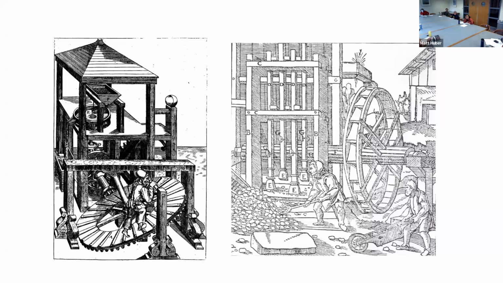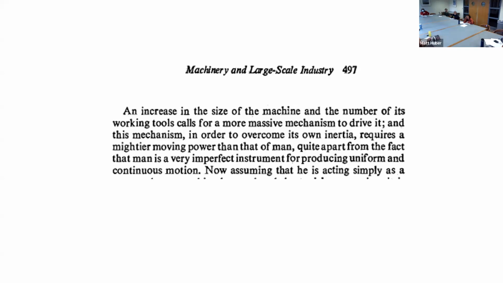But what happens is, as the increase in the size of the machine and the number of its working tools call for a more massive mechanism to drive it, and this mechanism, in order to overcome its own inertia, requires a mightier moving power than that of humans, quite apart from the fact that humans are very imperfect instruments for producing uniform and continuous motion. So essentially, the machines start to get so big and powerful that they really want a more powerful motive power, that first part of the machine.